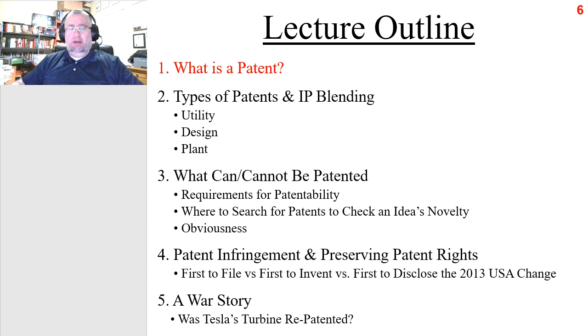So I'm going to talk about what a patent is, share with you four different types of patents, and then a couple of examples of what I call IP blending, which is the utilization of kind of unexpected definitions of patents and/or patents in addition to other types of intellectual property protection blended together to create IP protection instruments that are stronger than the individual components themselves. So we'll see how that's done. We'll talk about what can and cannot be patented, patent infringement and preserving patent rights.